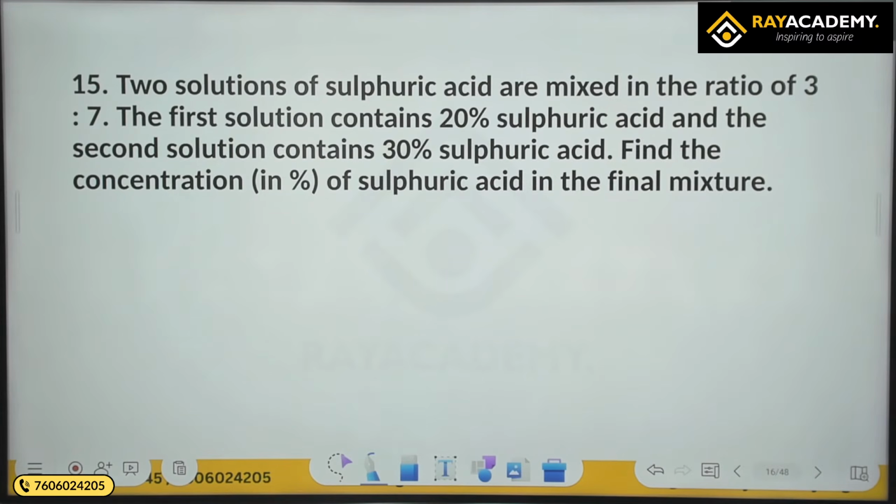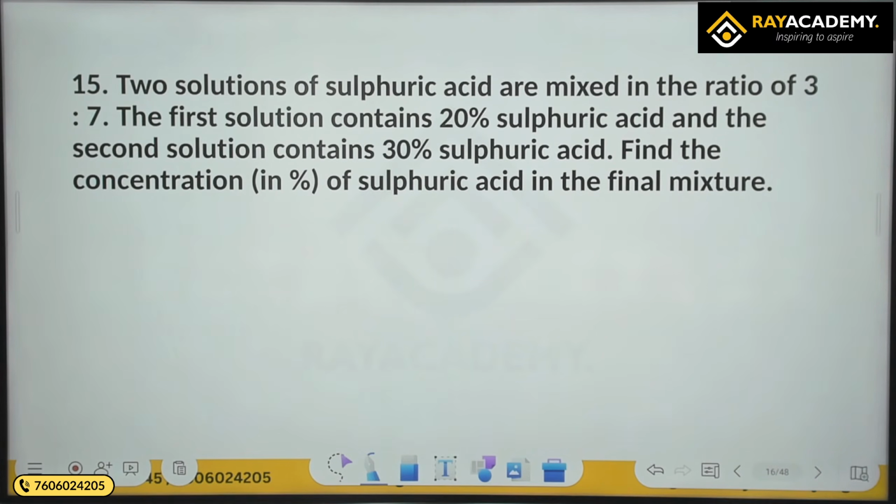This is also the same. This is acid. Let us see. Two solutions of sulfuric acid are mixed in the ratio 3:7. The first solution contains 20% sulfuric acid and the second solution contains 30% sulfuric acid. Find the concentration of sulfuric acid in the final mixture. So here in this question you can do it directly by taking the weighted average. No need for alligation mixture.